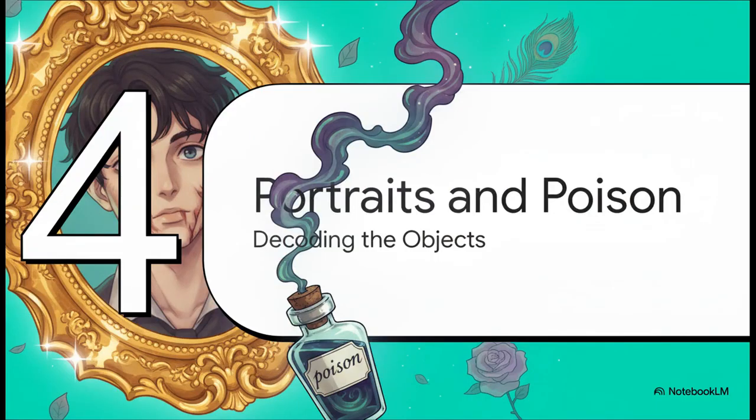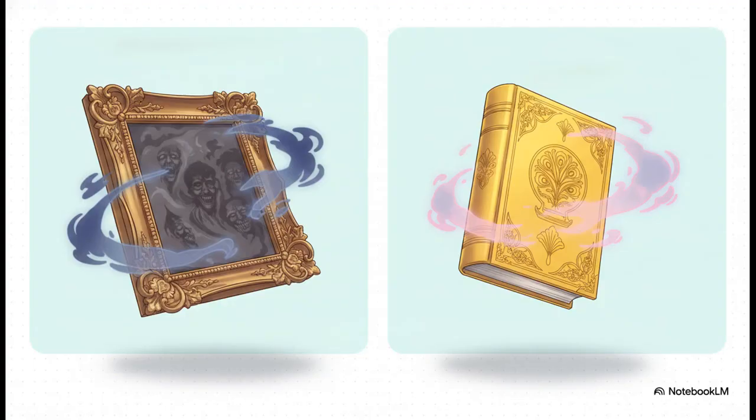Section 4. Symbolism, Portraits, and Poison. Let's decode the objects. Two main objects really dominate Dorian's life, and unpacking them drives the thematic weight of the text forward. On one hand, you have the portrait painted by Basil. It acts as this supernatural moral ledger, recording every single sin, ultimately becoming a terrifying conscience that haunts Dorian.